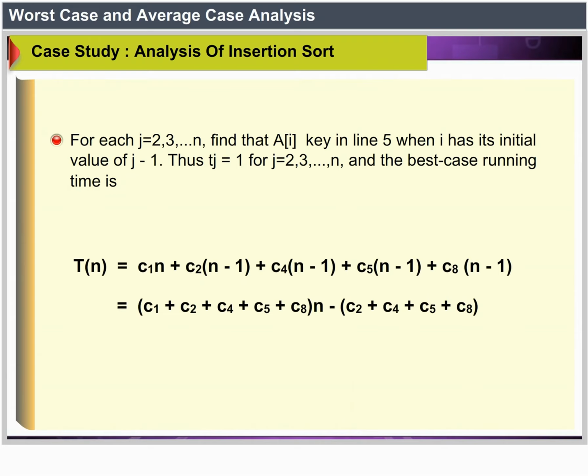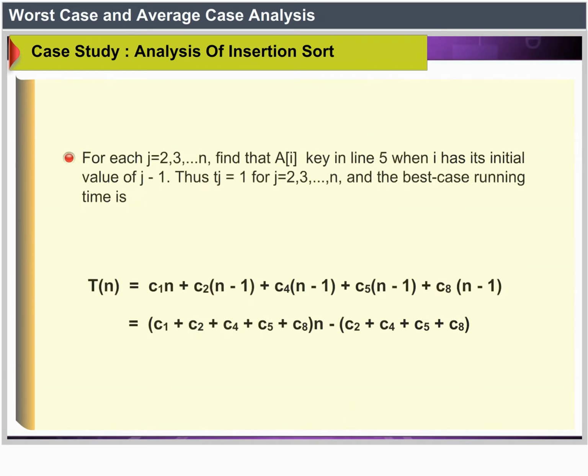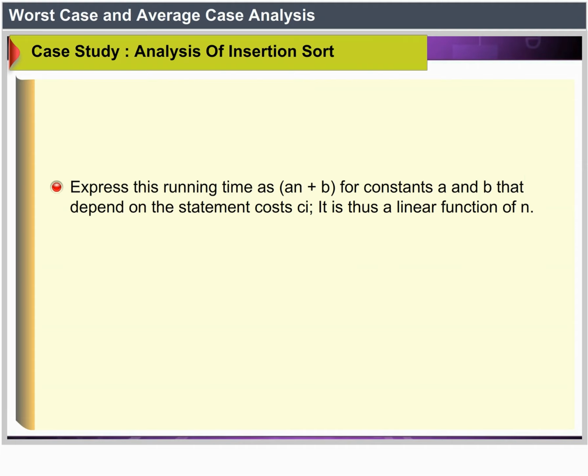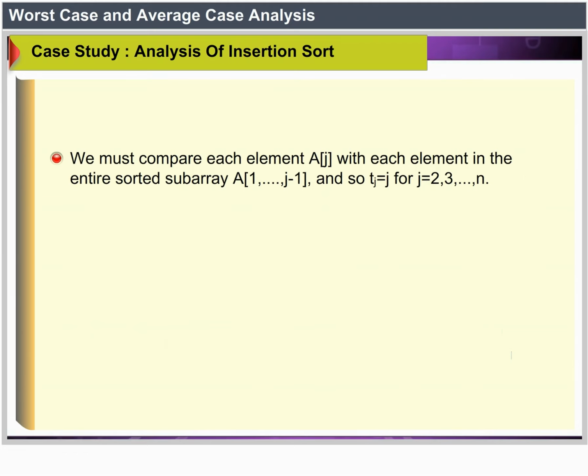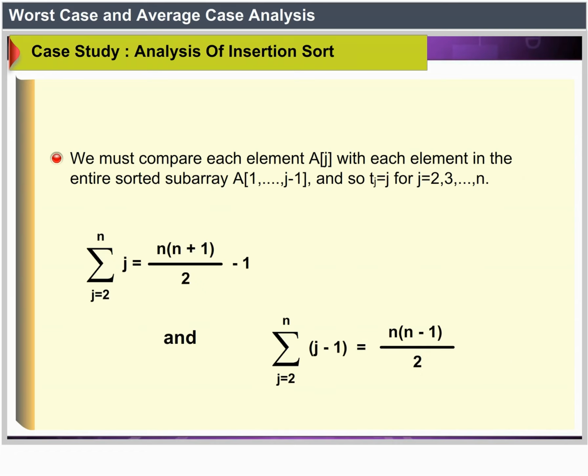Express this running time as an + b for constants a and b that depend on the statement costs Ci. It is thus a linear function of n. If the array is in reverse sorted order, that is, in decreasing order, the worst case results. We must compare each element A[j] with each element in the entire sorted subarray A[1..j-1], and so tj = j for j = 2, 3, up to n.